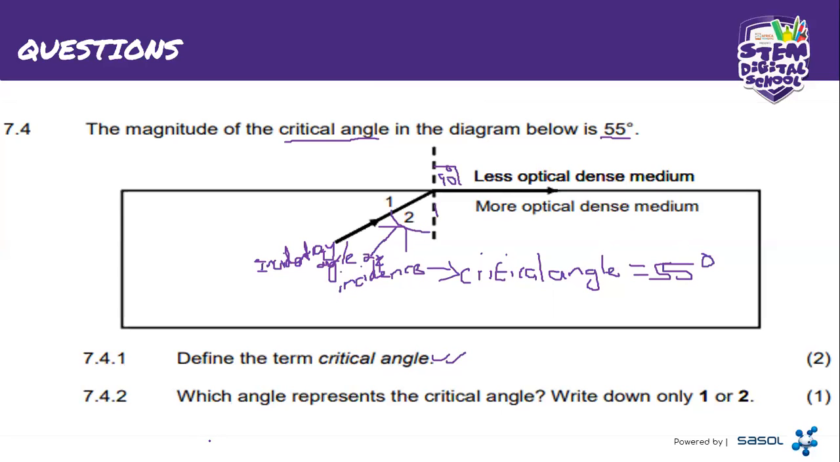Then they ask us, which angle represents the critical angle? Write down only 1 or 2. Now, we've already identified that it must be 2, because a critical angle is an angle of incidence, and the angle of incidence must be between the normal and the refracted ray. So the answer there is 2. It cannot be 1. 1 is not between the normal and the incident ray.